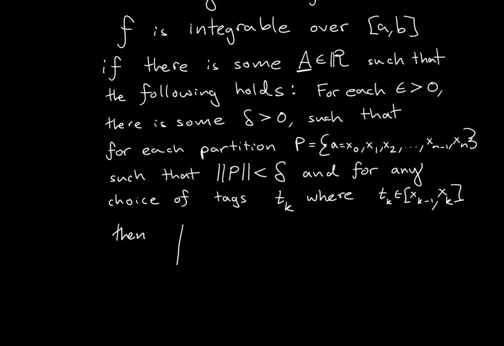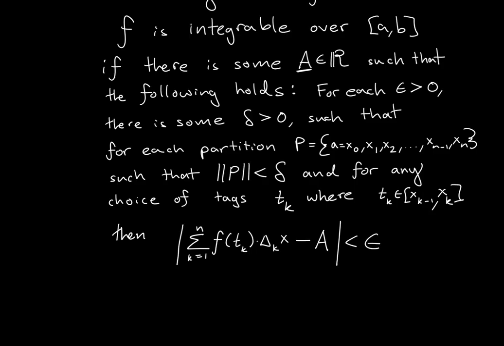The absolute value of the difference of the sum as k ranges from 1 to n, so we're going along our intervals, each of these intervals, of f evaluated at our tag times the length of the kth interval differs from A by less than epsilon. Let me make sure all my English is okay.